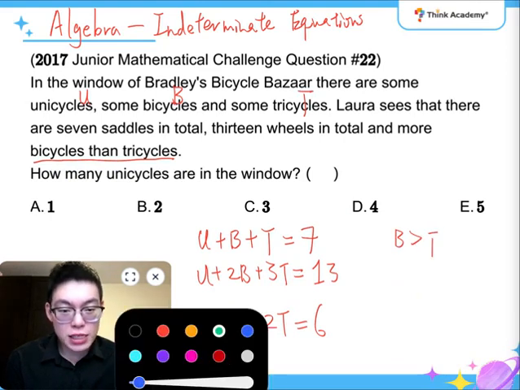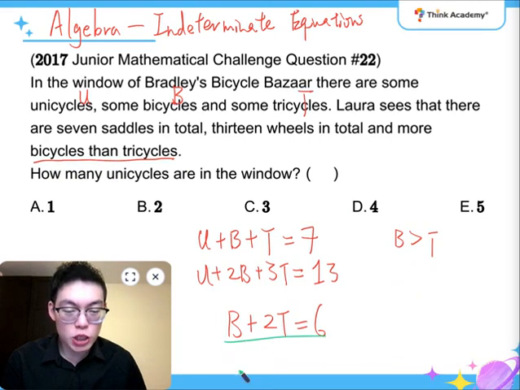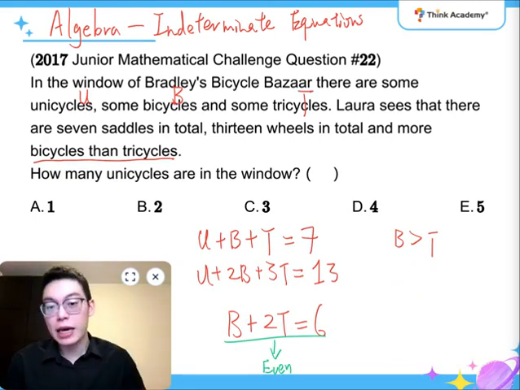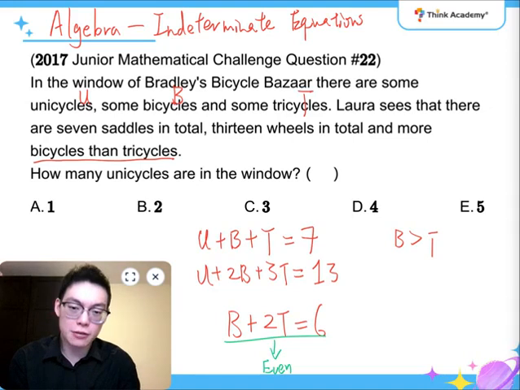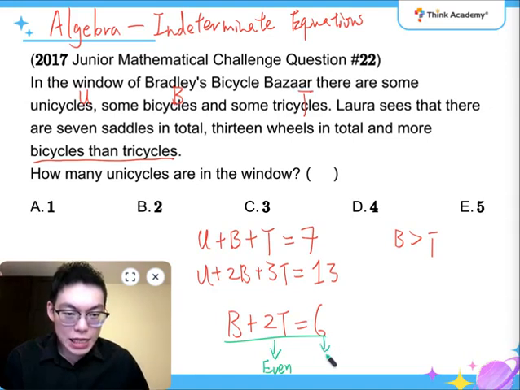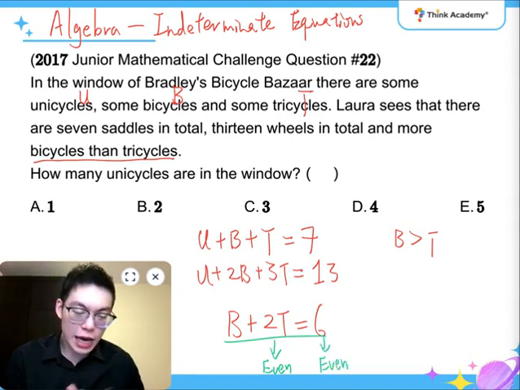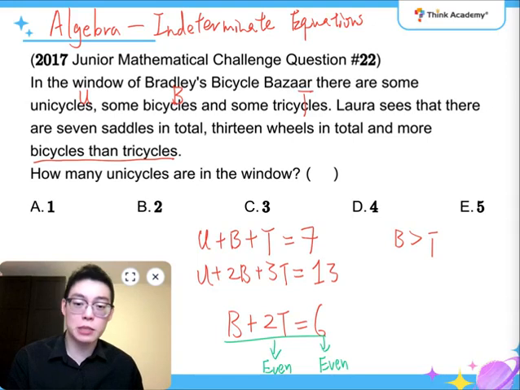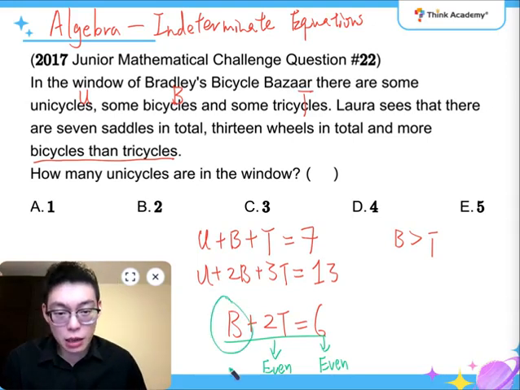So for this indeterminate equation, we can do a little bit of odd-even analysis right there. We know that 2T is definitely going to be an even number because 2 is even and T has to be an integer, right? And we know that 6 is an even number. So what adding even is even? Of course, even adding even is even, right? If I have an odd number, I can't be adding with an even number to make it even. So it means that the number of bicycles has to be even as well.